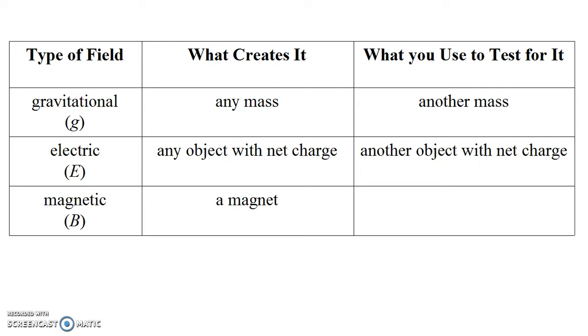What could you use to test for it? Well, I wonder what it could possibly be. Oh, right, another magnet, right? And of course, you've seen in videos, really, you could use a compass, because a compass needle is a tiny magnet that's free to spin around, and it reacts to another field. So this object creates the field, this other object experiences the field, and then they interact with each other.